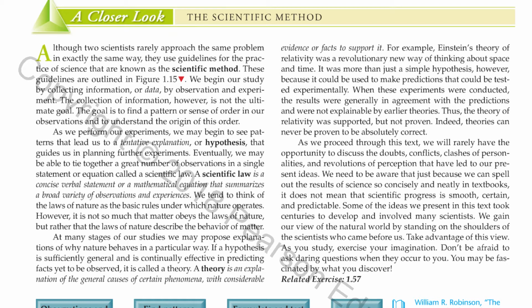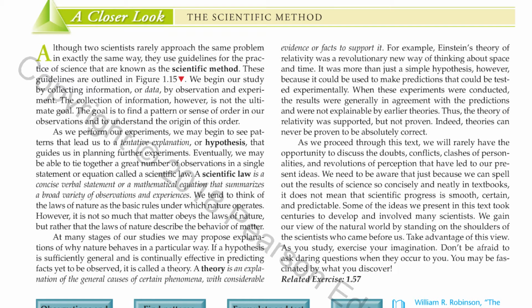Eventually, we may be able to tie together a great number of observations in a single statement or equation called a scientific law. A scientific law is a concise verbal statement or a mathematical equation that summarizes a broad variety of observations and experiences. We tend to think of the laws of nature as the basic rules under which nature operates. However, it's not so much a matter that matter obeys the laws of nature, but rather that the laws of nature describe the behavior of matter.